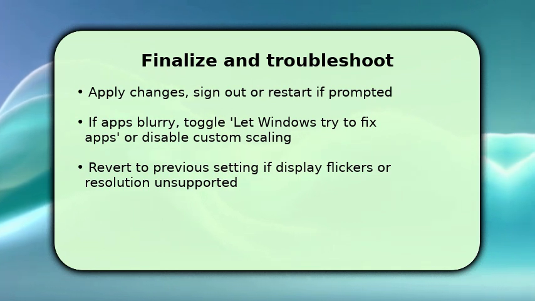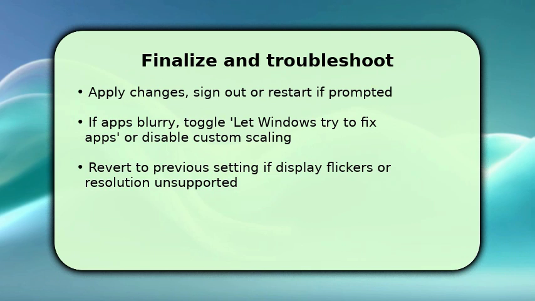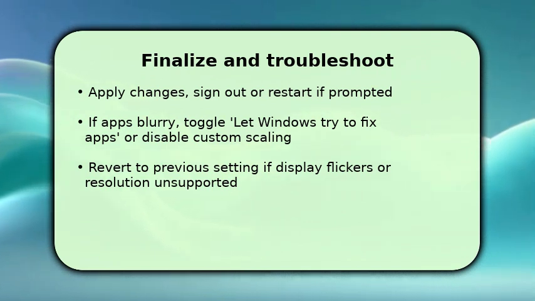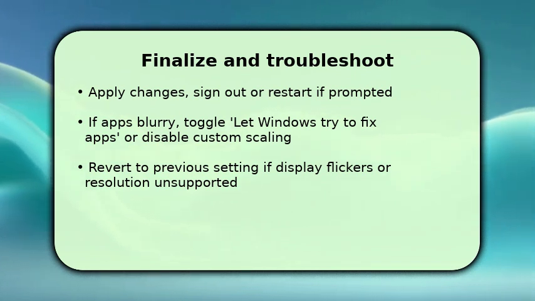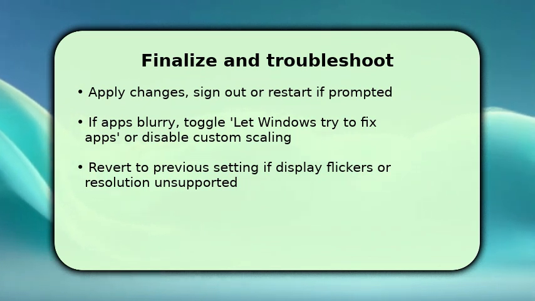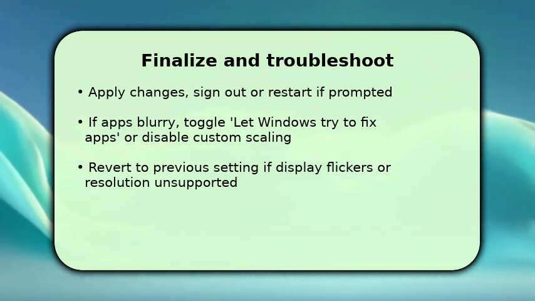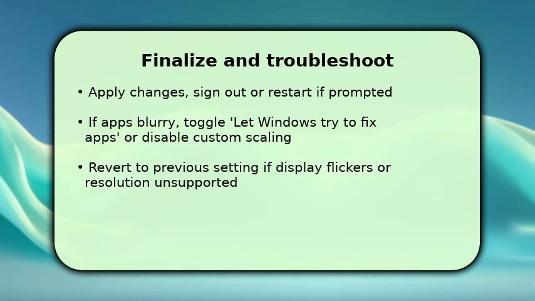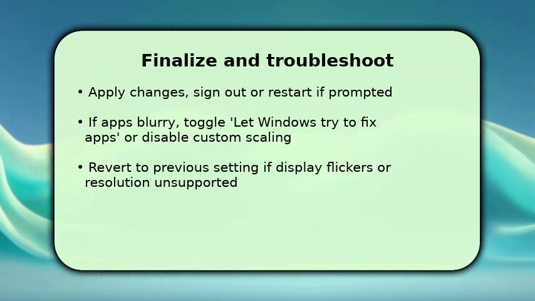If certain apps appear blurry, toggle the per app display scaling fix or disable custom scaling and try a supported preset instead. Should the display flicker or reject the resolution, revert immediately to the prior setting and pick the next closest supported option. One troubleshooting tip: keep a second device handy to research fixes if the screen becomes unusable.